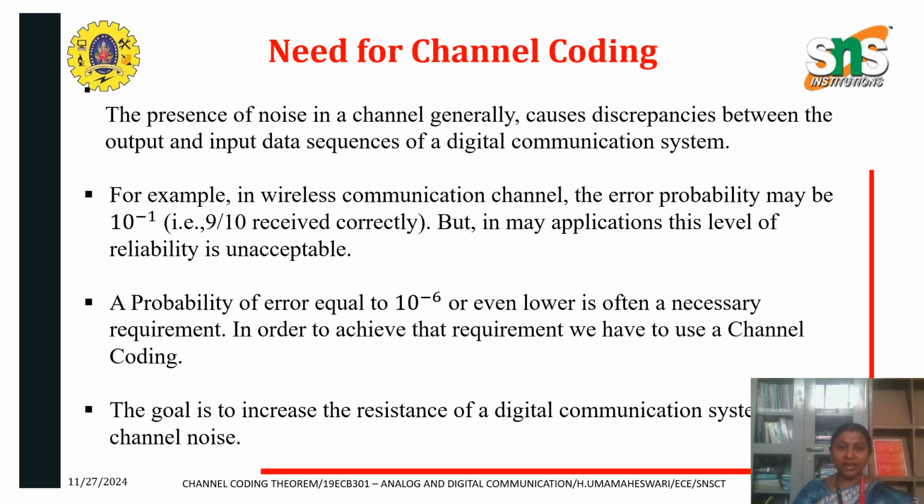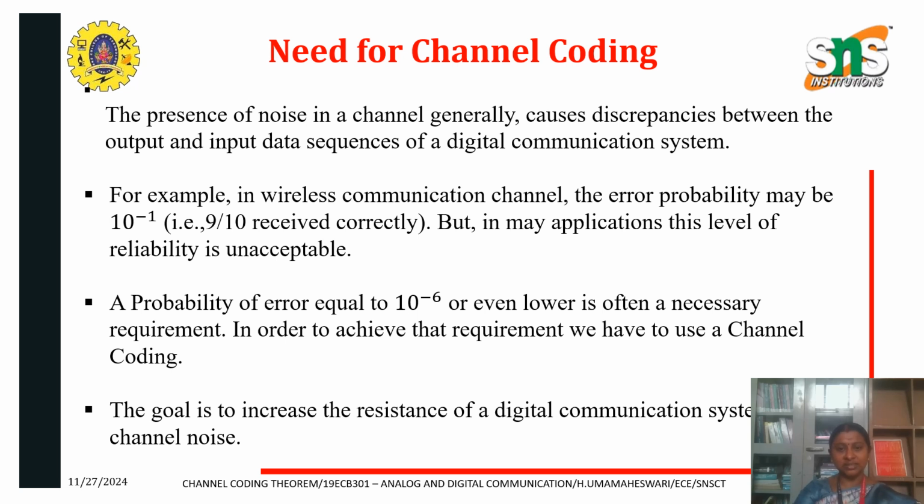For example, in a wireless communication channel, the error probability may be 10 power minus 1. That is, 9 out of 10 will be received correctly. But in many applications, this level of reliability is unacceptable. So a probability of error equal to 10 power minus 6 or even lower is often a necessary requirement. In order to achieve that requirement, we have to use channel coding.